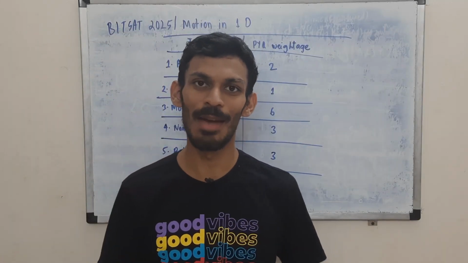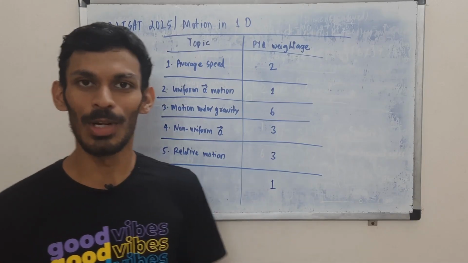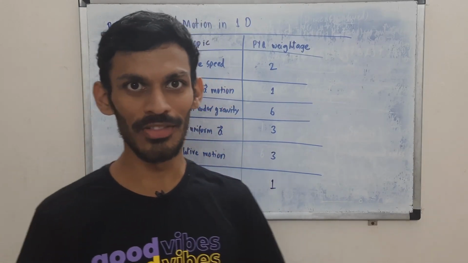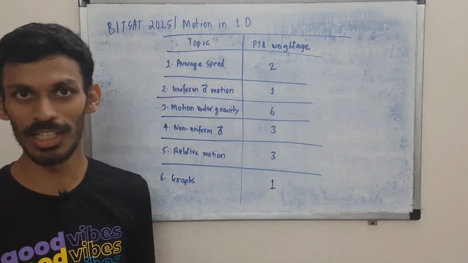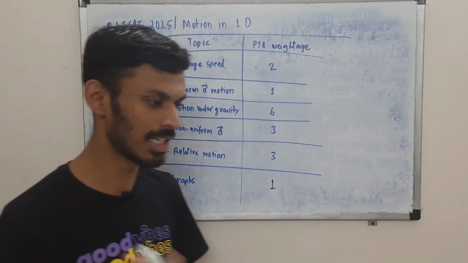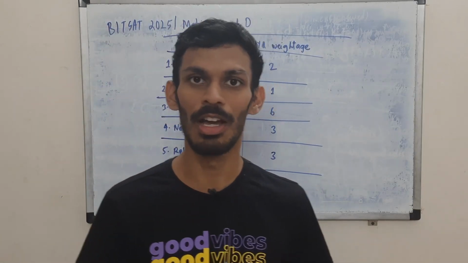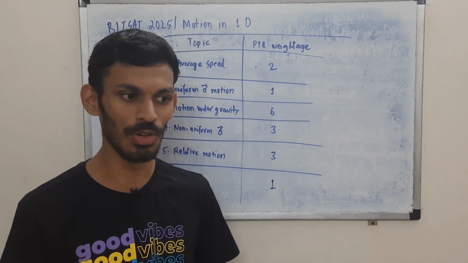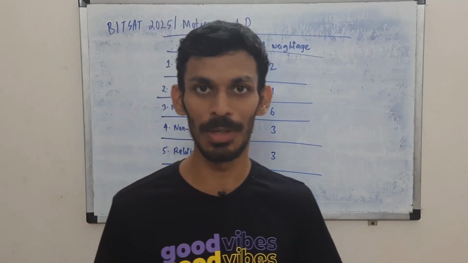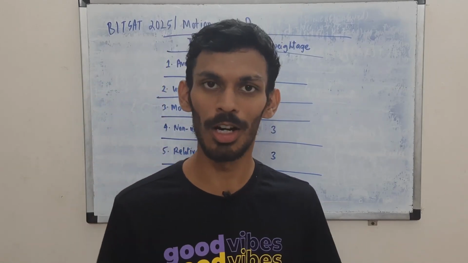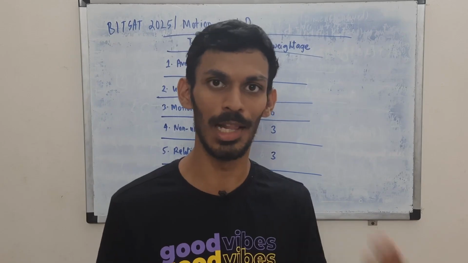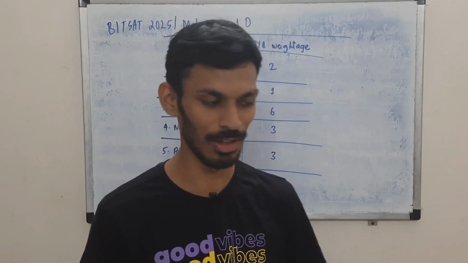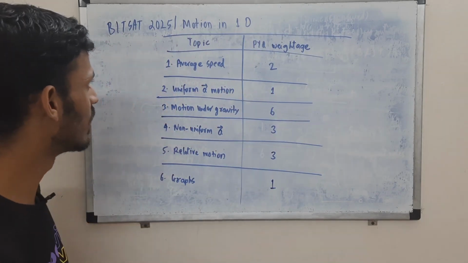So today is episode 2 of our question bank series for BITSAT 2025. We are discussing the chapter motion in one dimension. In the previous episode we discussed the chapter units and dimensions. So if you are interested in that, do check out the previous video. You'll get to know a lot about this series and how it will help you for BITSAT 2025. Okay, so with that being said, let's begin with today's video.